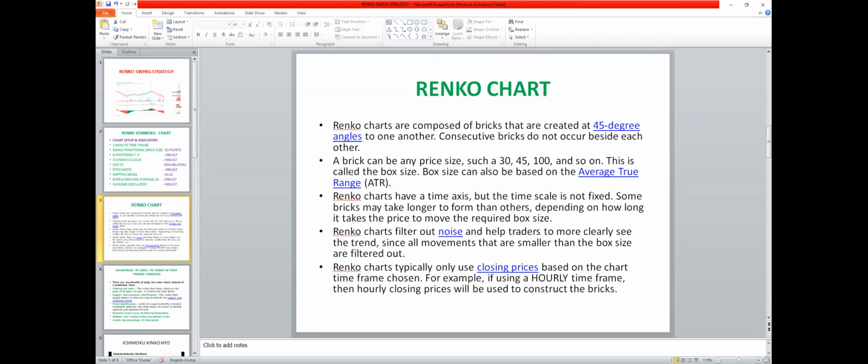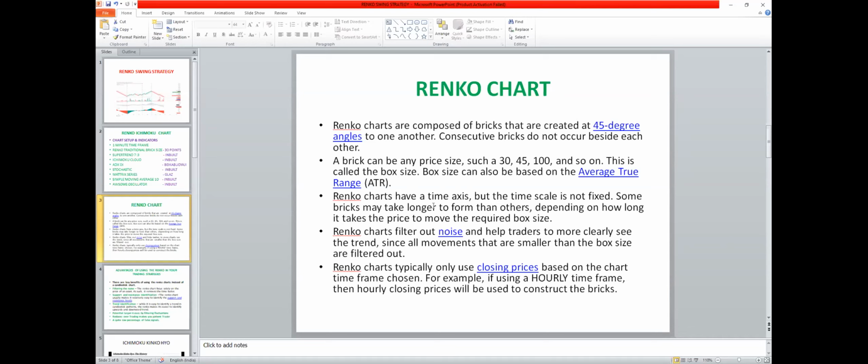A brick can be any price size, such as I have given 30. If you want to give 45 or 100 and so on, you can give the brick size like that. And this is actually called box size, and box size can also be based on average true range. It is ATR, it will be automatically converted from our TradingView system itself. In our chart we are using traditional 30.